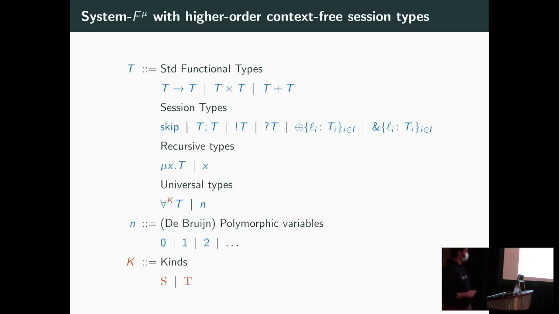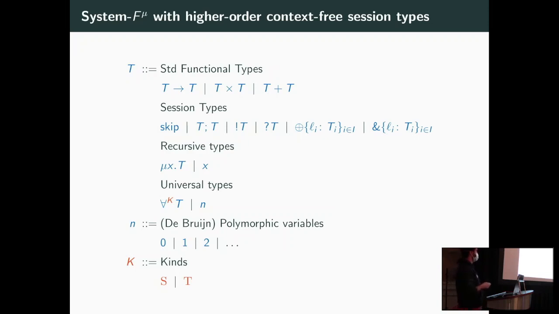So here we have our types. We have standard functional types, such as functions, products and sums. And we have session types. Here we have the session type skip, which represents the depleted channel, a channel where there's no communication. We also have sequential composition, where a channel behaves first like the first T and then the second T.